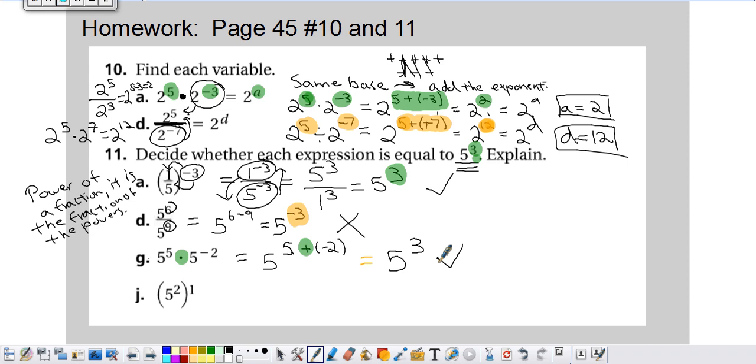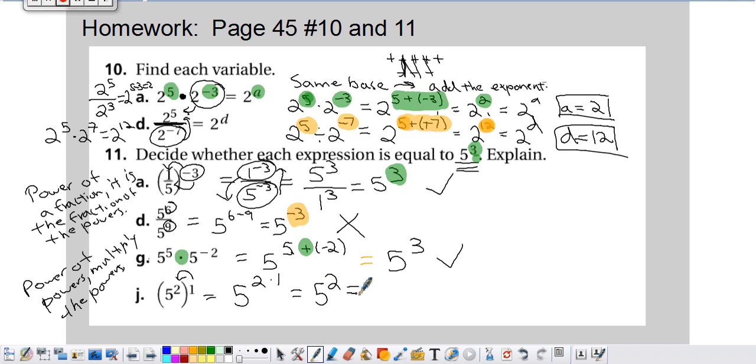And last one, 5 to the power of 2 to the power of 1. So our last rule that we've got to remember is if you have a power of powers, you multiply them. Multiply the powers. So then, I really get 1 times 2. That gives me 5 to the power of 2 times 1, which equals 5 squared, which does not equal 5 cubed. So this one is a no.